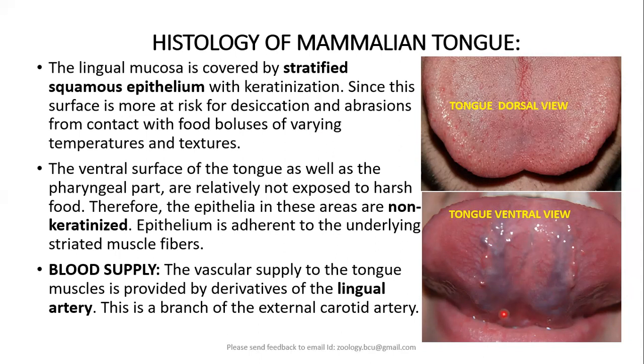On the ventral surface, we also see blood supply or vascular supply of the tongue. Very clearly, the veins are visible here. So these arteries and veins are called lingual arteries and lingual veins. Of course, lingual artery is also a branch of external carotid artery.